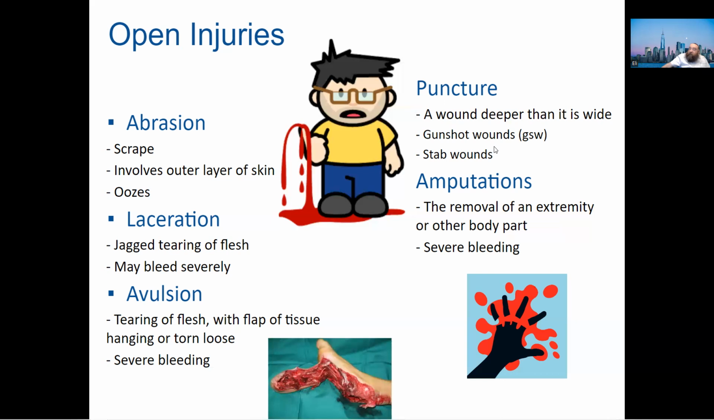in EMS situations. Amputation is the word people are usually familiar with, where a body part has been severed, has been removed from the rest of the body. So you need to know 5 definitions, what they are.